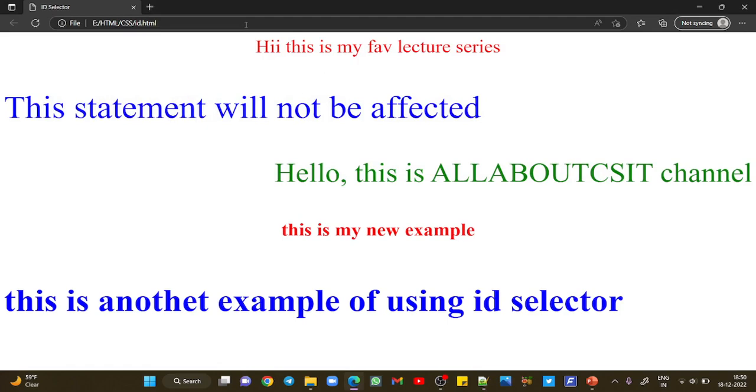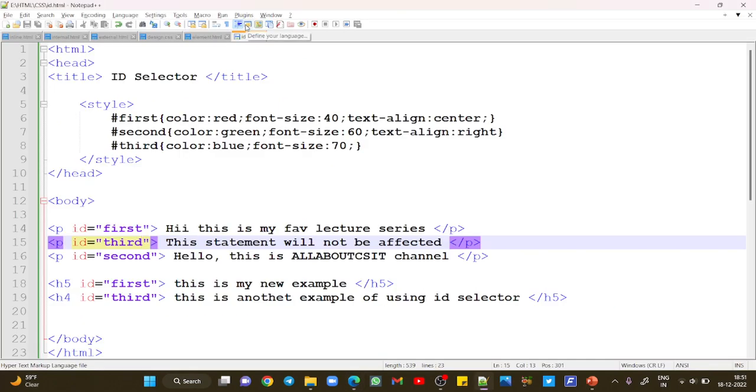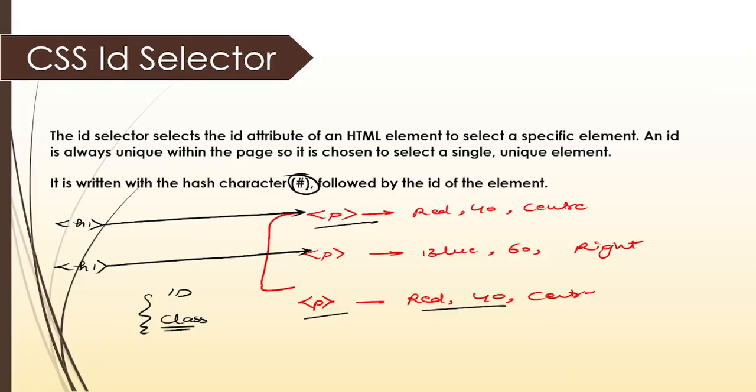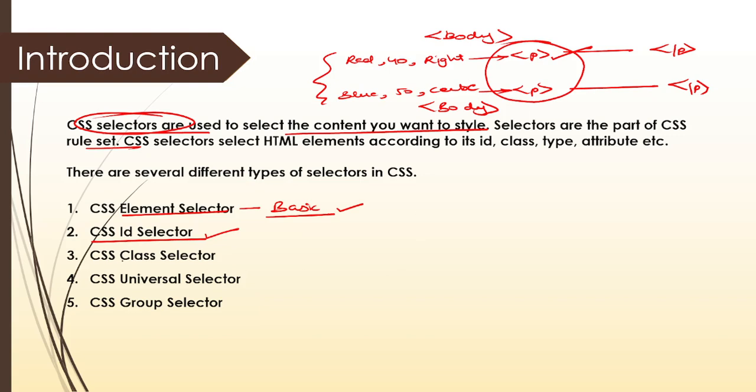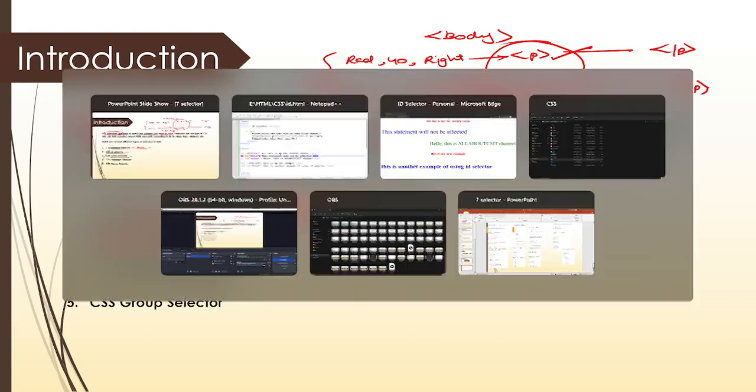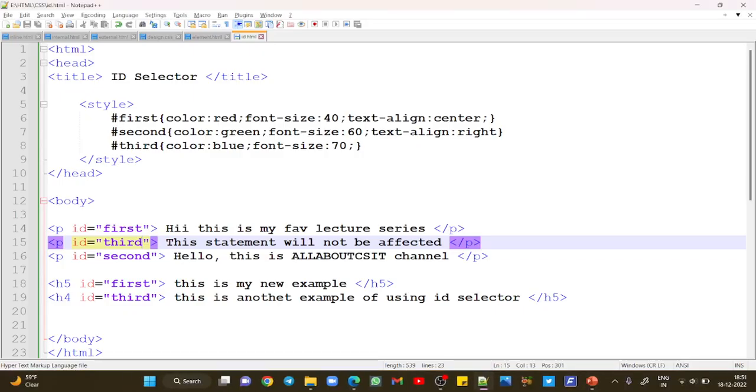So this is how you can use different IDs along with the same elements of HTML, or also you can use different IDs along with different HTML elements, right? So I hope everything is clear for you. So students, in this lecture we have discussed the ID selector, and in the next lecture we will discuss the CSS class selector, that is very important from your examination point of view. So that's all for today. Thank you so much for watching this video.